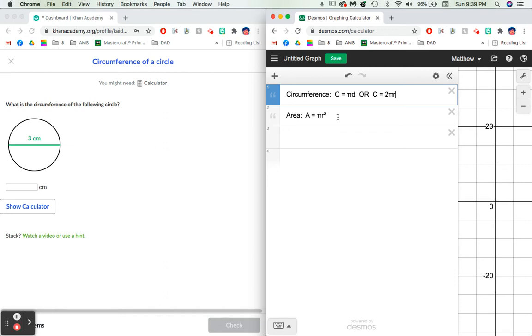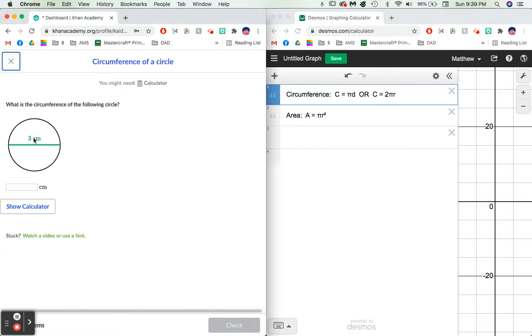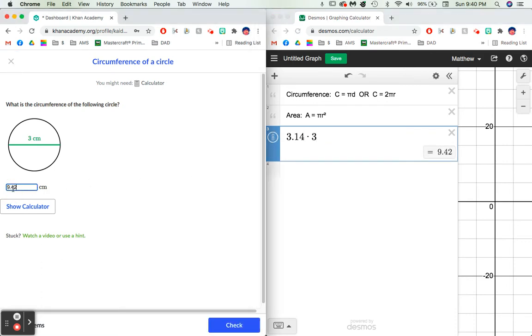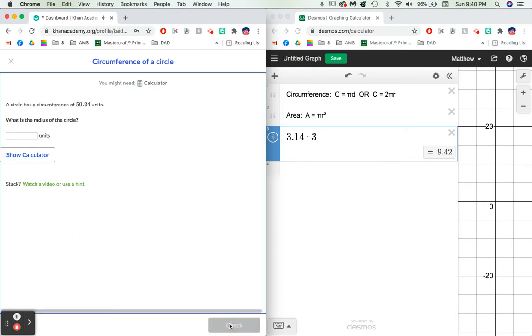So we're going to just use the c equals pi d formula because they give us the diameter, right? The diameter is 3. So check it out. If I know the circumference is equal to pi times my diameter, I'm just going to take my pi value, which is 3.14, multiplied by my diameter, which is 3, 9.42. So that one's pretty straightforward. Okay, let's see if we can get more complex.